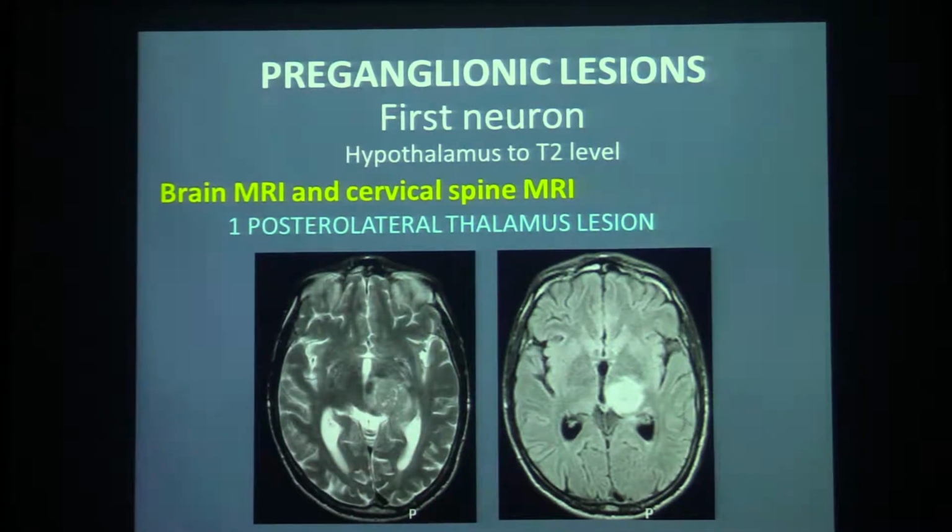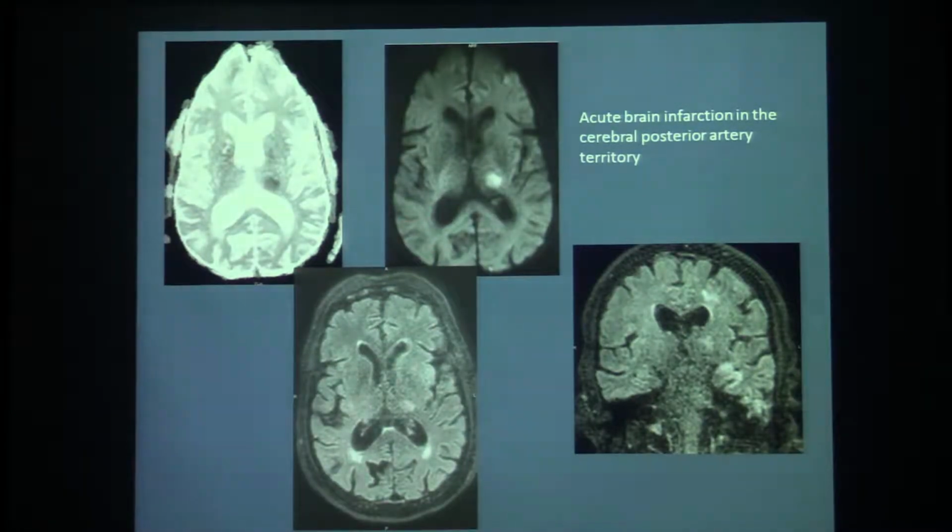First, of course, it's at the hypothalamus to T2 level, and of course, when you suspect a lesion either of the brain or of the spinal cord, the best way to see it is to perform an MRI. And the brain MRI can see this lesion of the posterior aspect of the hypothalamus, which can provoke Horner syndrome, or this vascular lesion, which is a stroke, a recent stroke, in the territory of the posterior cerebral artery. And you can see at the same time the posterior thalamus lesion, and also an occipital lesion.